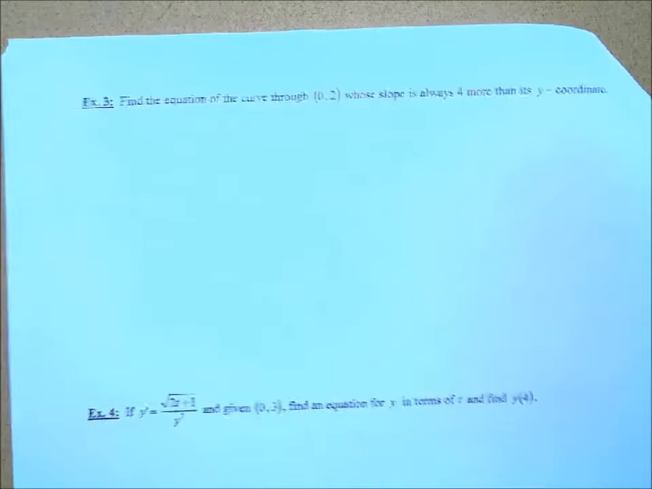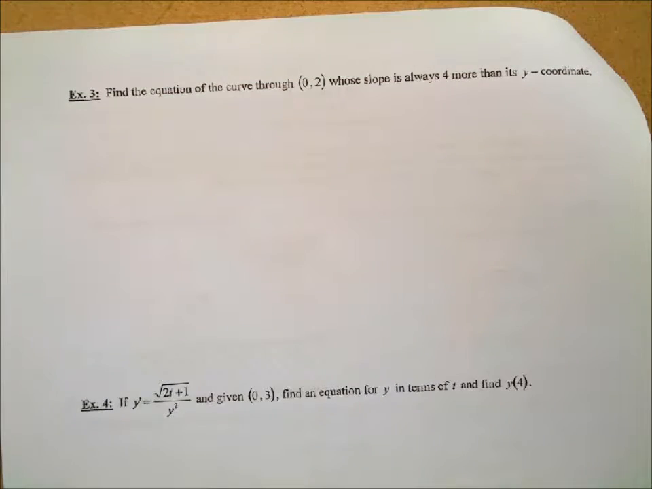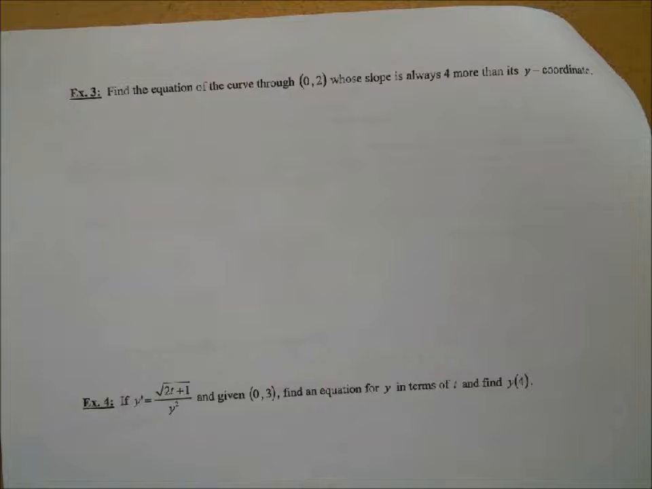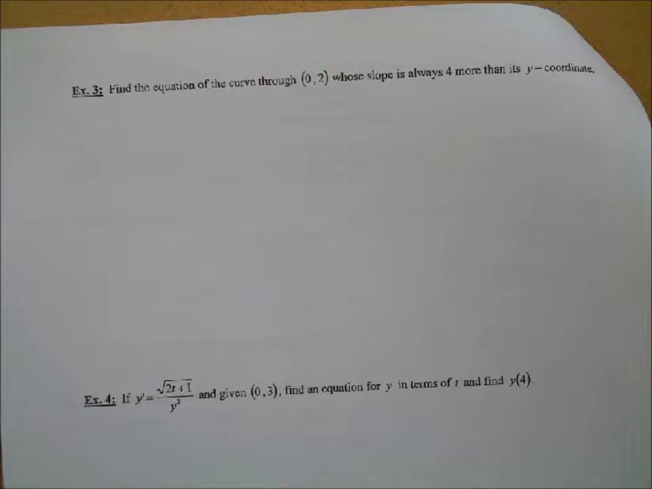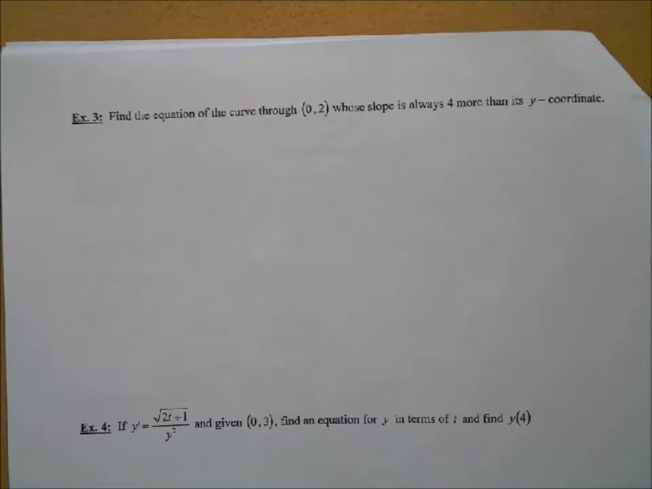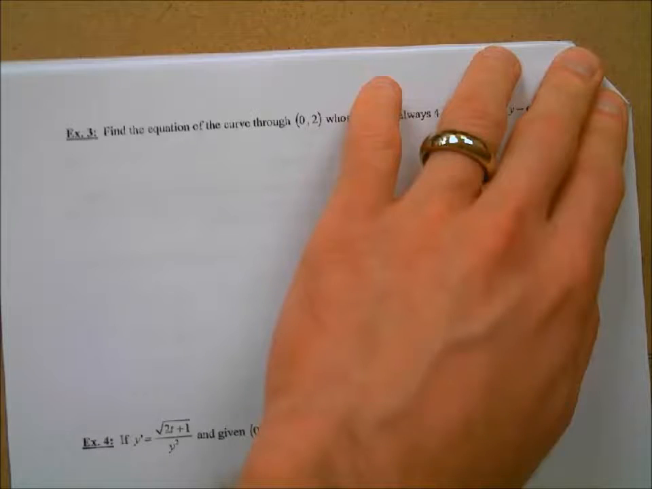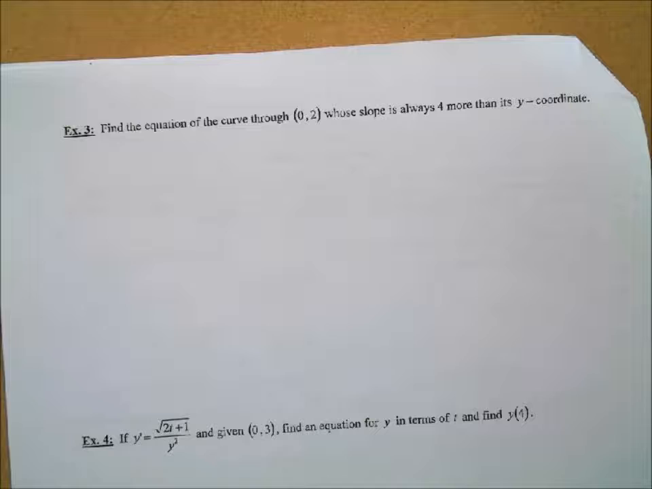All right, number 3. Find the equation of the curve that goes through (0, 2), whose slope is always 4 more than its y coordinate. We're not given a differential equation here.